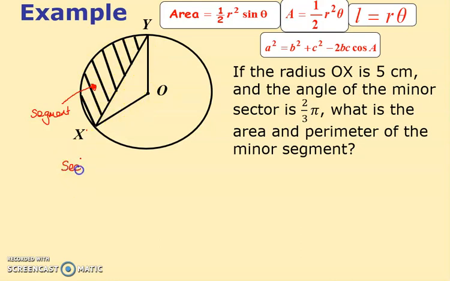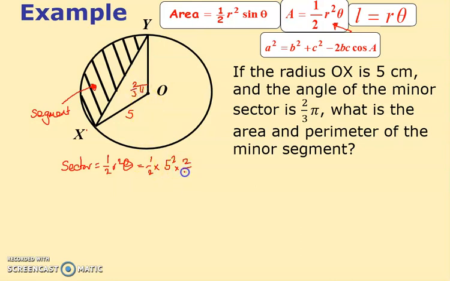I'm going to do the sector. Now the formula for the area of a sector is this one here. No, it's this one here, which is very similar to the outline of the triangle. So for the sector, it's a half r squared theta. This is one that only works in radians. So it's a half times, what's the radius? The radius, it says, is 5, so 5 squared. And the angle is 2/3 of pi.